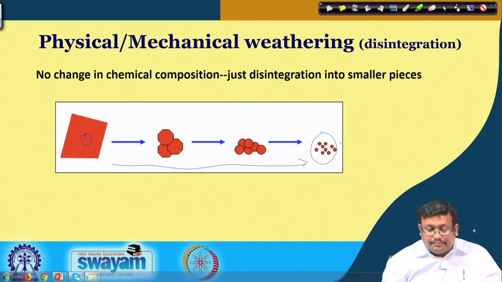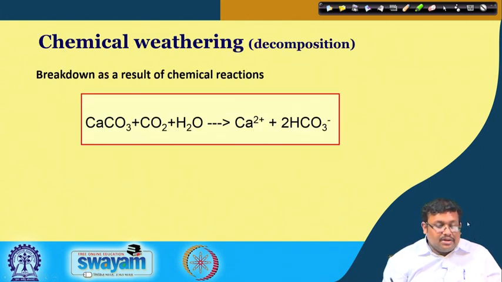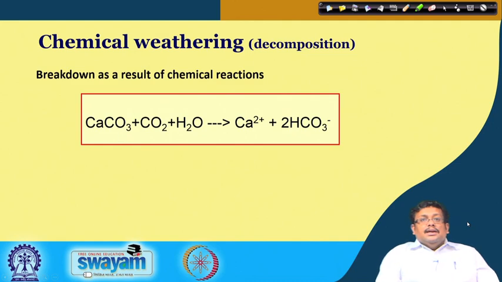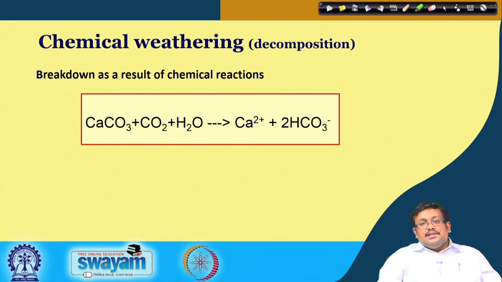Let us see what chemical weathering or decomposition is. In this slide you can see that chemical weathering is characterized by breakdown as a result of chemical reaction. This is the major criterion for chemical weathering. As you can see here, calcite, or calcium carbonate, or limestone, as you know, is calcium carbonate. When it reacts with carbon dioxide and water inside the soil.